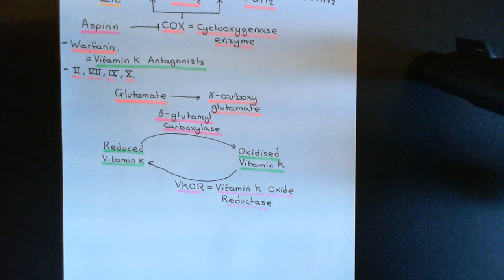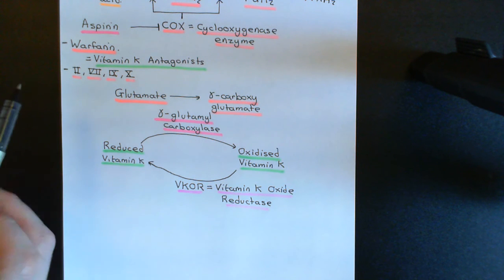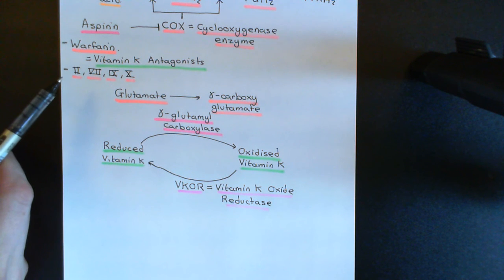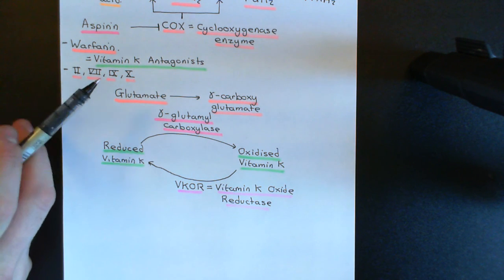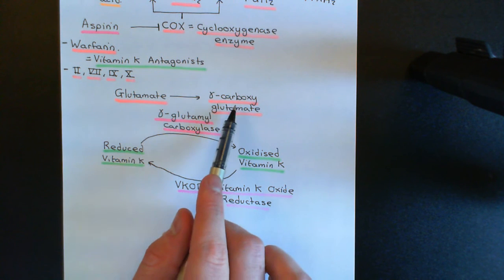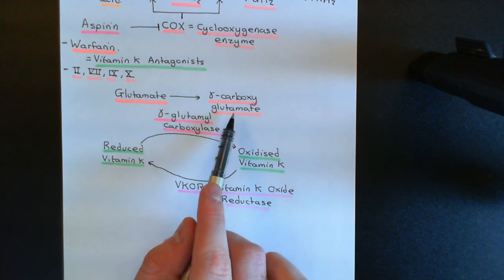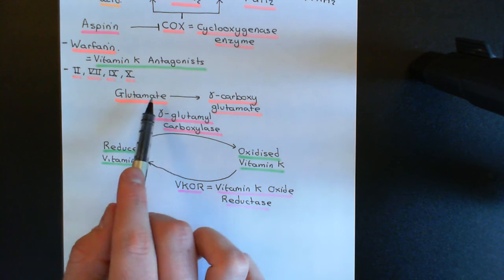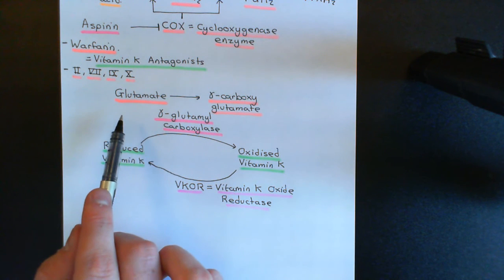Okay, right, so to summarize then, for the function of coagulation factors 2, 7, 9, and 10, they need to have some of their glutamate residues converted into gamma carboxyglutamate residues whilst they're still in liver cells before they have been released into the bloodstream.